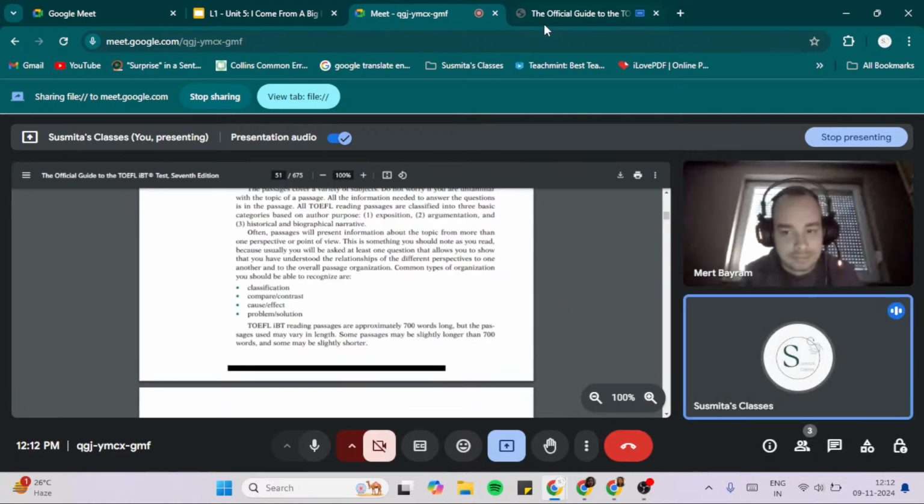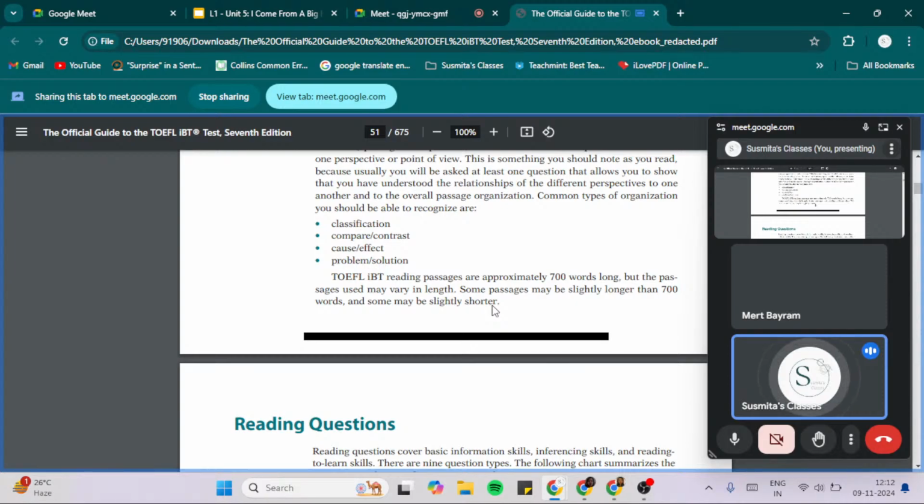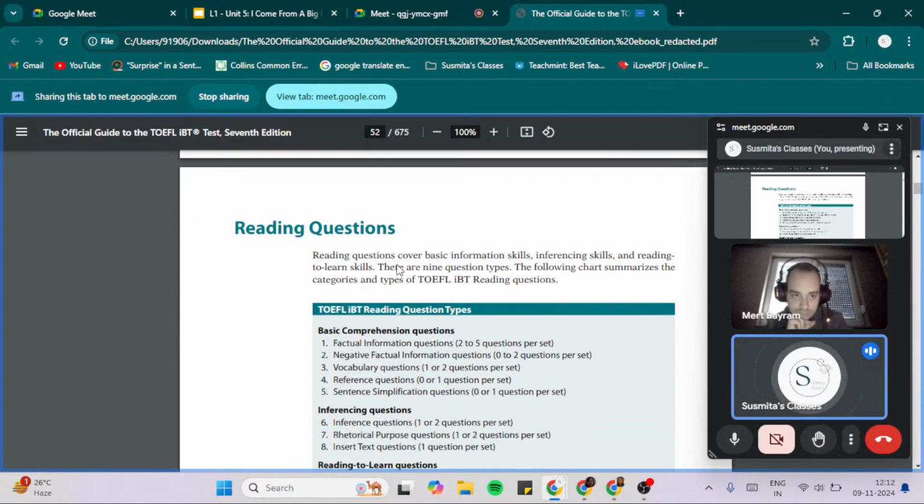Tell me once my screen is visible. It's visible. Great. Now, as I said, we will go through question types in reading. We already know that we get two passages when we talk about reading. We get two passages and we get 10 questions with each passage. So overall, we get 20 questions and it is for 22 points. You remember that, right? Great.